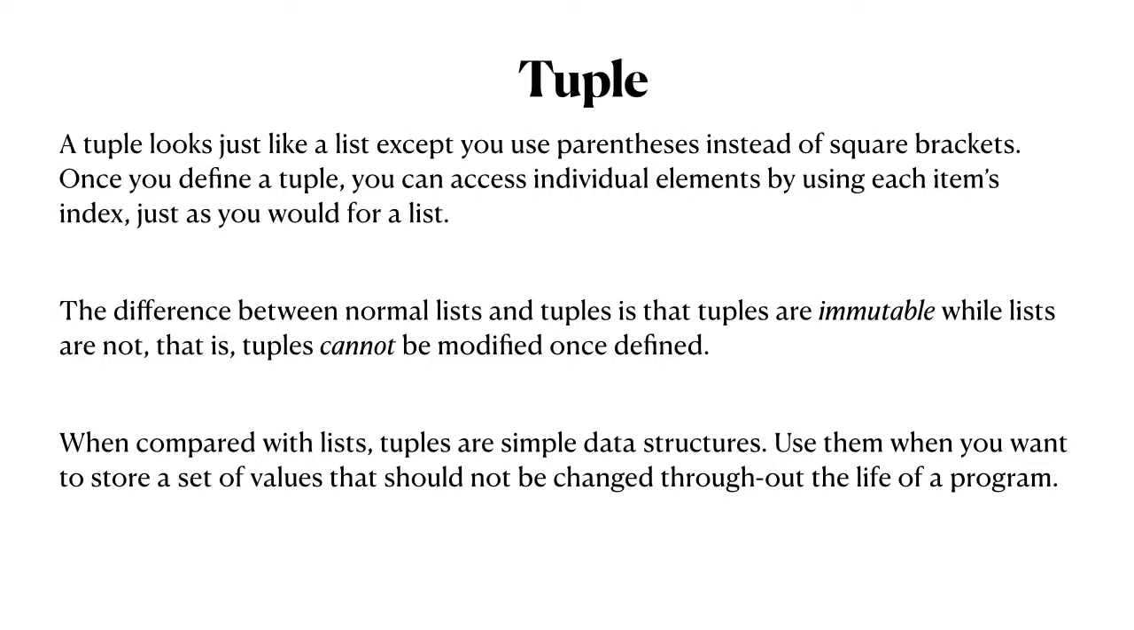The difference between normal lists and tuples is that tuples are immutable. So, something immutable, while lists are not. That is, tuples cannot be modified once defined. So, another difference between tuple and list is that tuples cannot be changed, no? Dili mabag-o, dili ma-modify, so immutable.